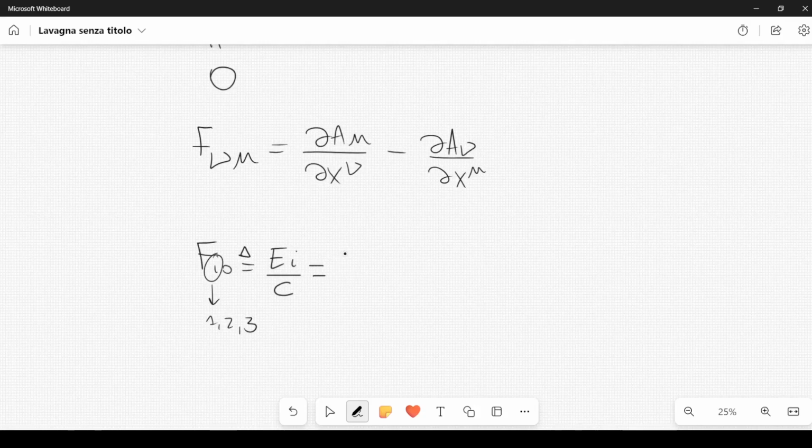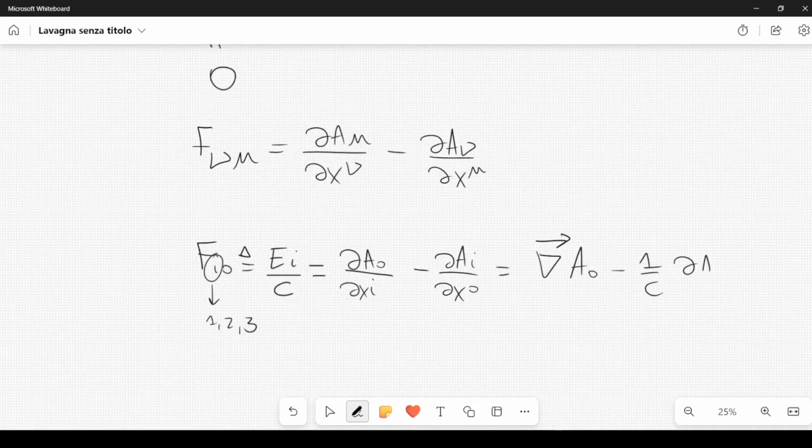And this is also equal to ∂A_0/∂x^i minus ∂_i A_0... rather, ∂A_0/∂x^i minus ∂A_i/∂x^0, which is equal to the gradient of A_0 minus 1 over c, the derivative of the vector A with respect to time. So this vector A contains the three components A_1, A_2, A_3, and x^0 is just the speed of light multiplied by the variable that represents time in our reference system. And therefore this is equal to E divided by c.